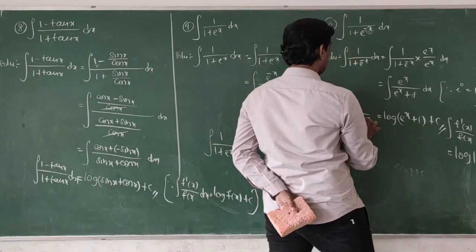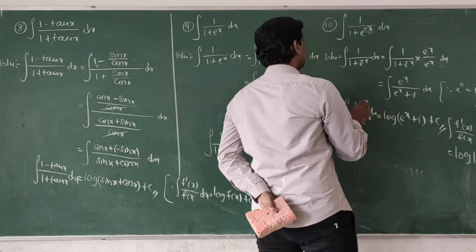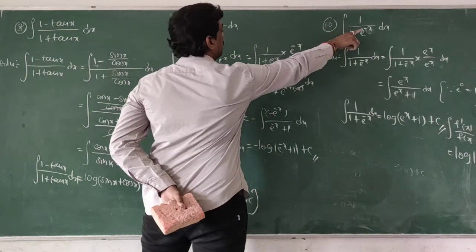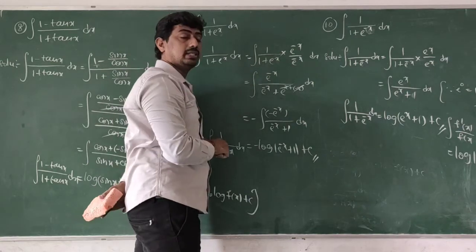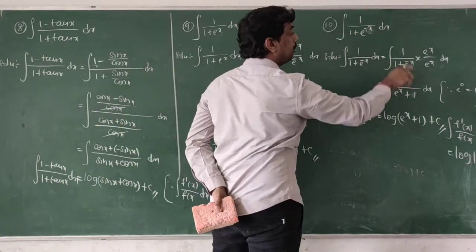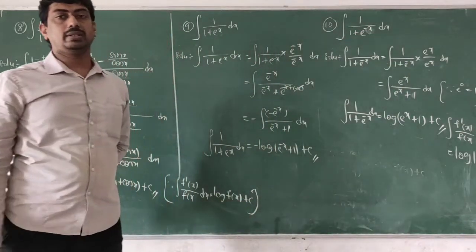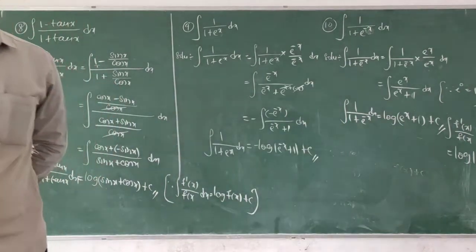These last two problems are the same model. Just the difference is here plus x, here minus x. If plus x is there, then multiply and divide with e power minus x. If minus x is there, then multiply and divide with e power x. Okay, right now.